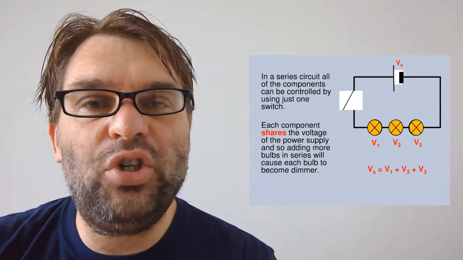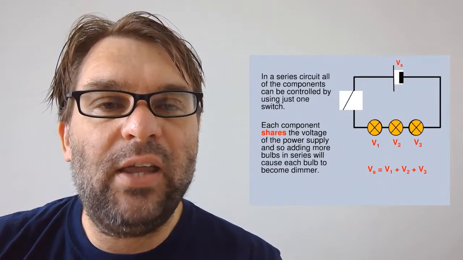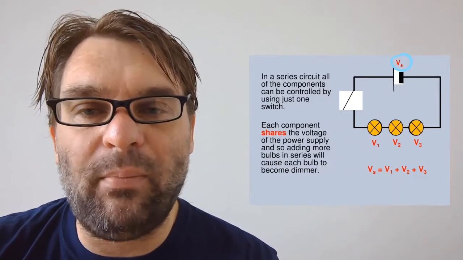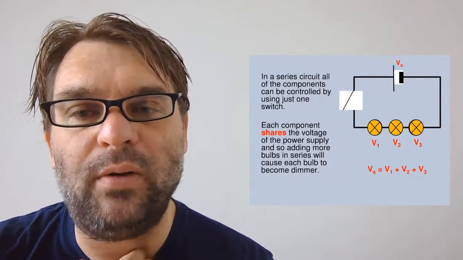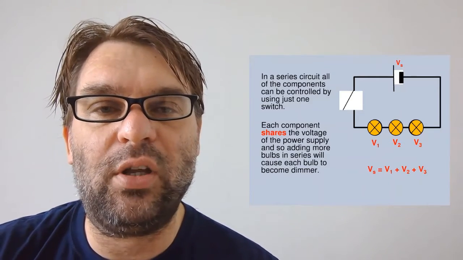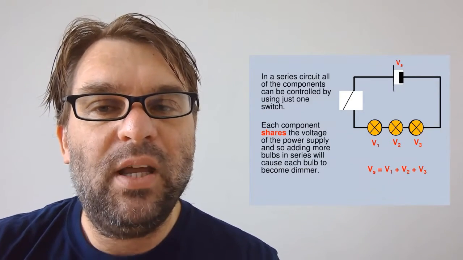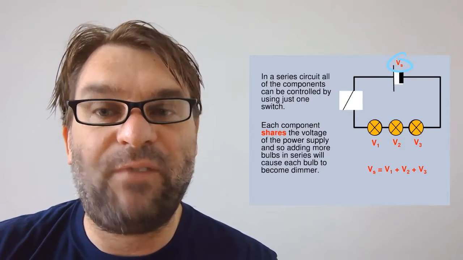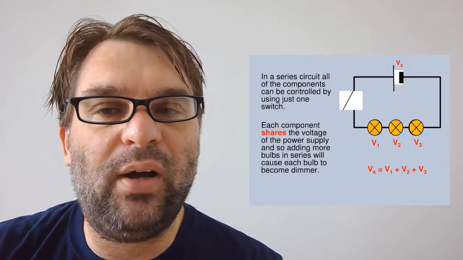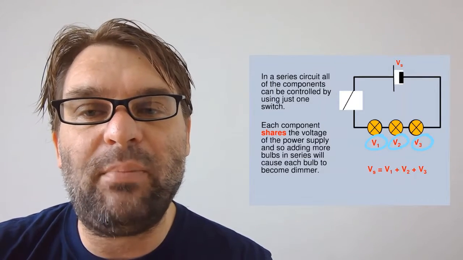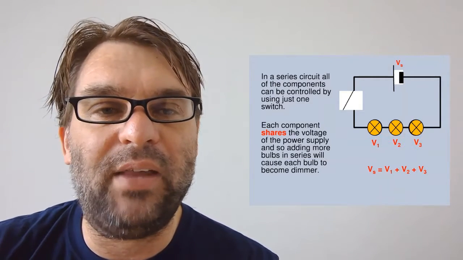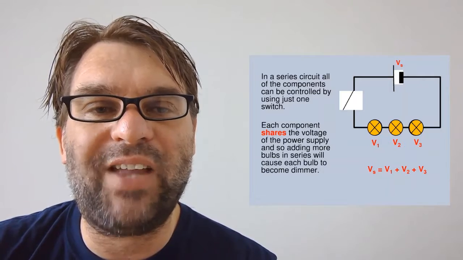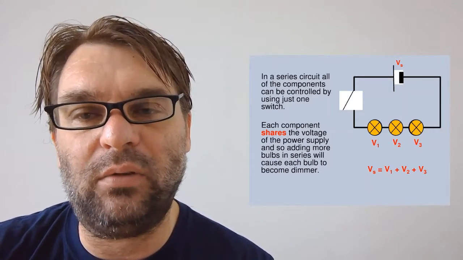In terms of voltage, in a series circuit, the supply voltage is going to be the sum of all the individual component voltages. So here we have a circuit with 3 lamps. The supply voltage Vs is going to be the voltage going through the first lamp, the voltage going through the second lamp, and the voltage going through the third lamp. So you have to add those together to get the supply voltage.